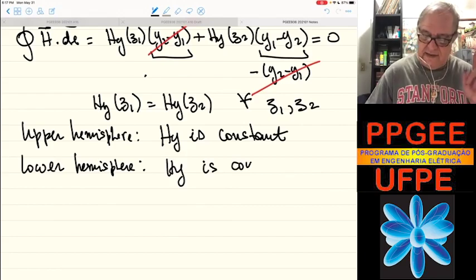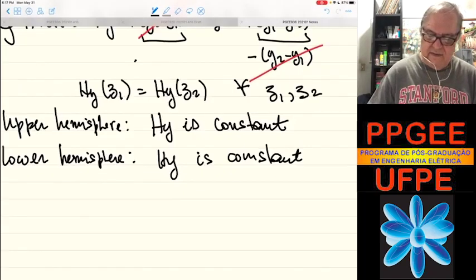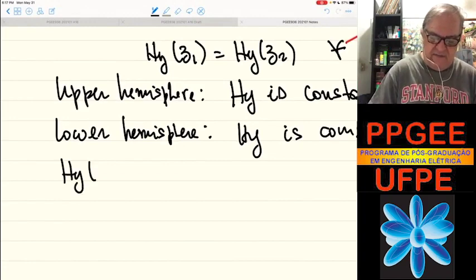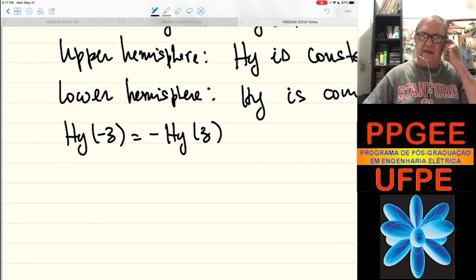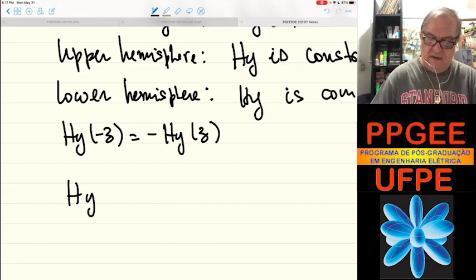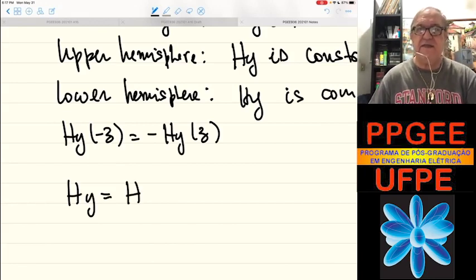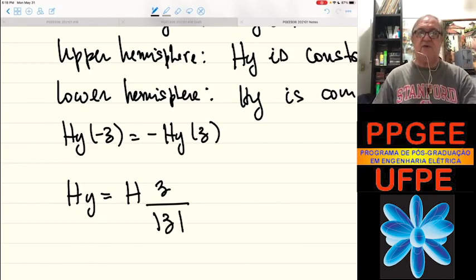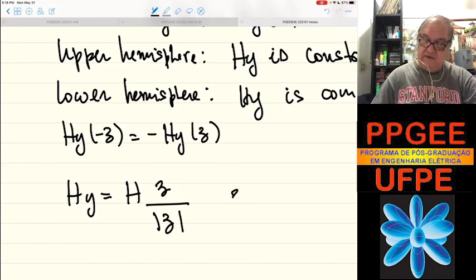Hy is constant. But we have to recall that Hy satisfies the property: it's constant on one side, it's constant on the other side, but Hy of minus z equals minus Hy of z. Right? Well, if Hy is constant, I can say that Hy can be written as a constant times something that changes sign together with z. So I can put here z divided by magnitude of z. So Hy has this behavior: it switches sign when you move across the plane. This is for z different than 0.